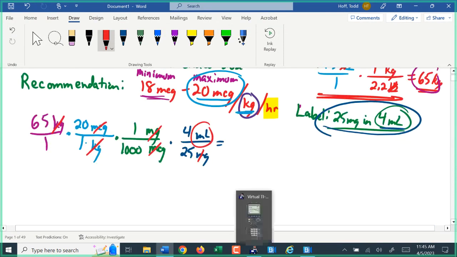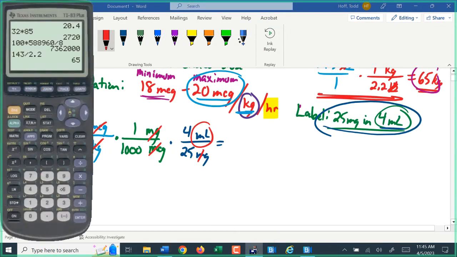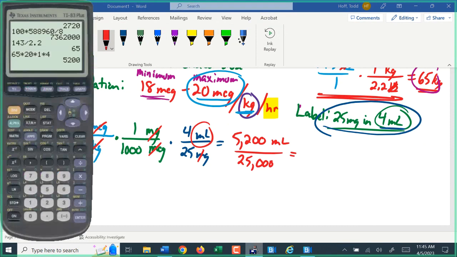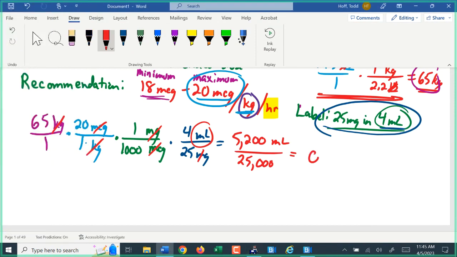So we're going to go ahead and multiply the stuff on top there. 65 times 20 times 1 times 4 is 5,200 milliliters. On bottom, 1 times 1,000 times 25 is 25,000. This is going to become quite a small dose, but the recommendation in micrograms per kilogram, obviously those are pretty small units. So let's go ahead and divide the 5,200 divided by 25,000. Gives us 0.208 milliliters.